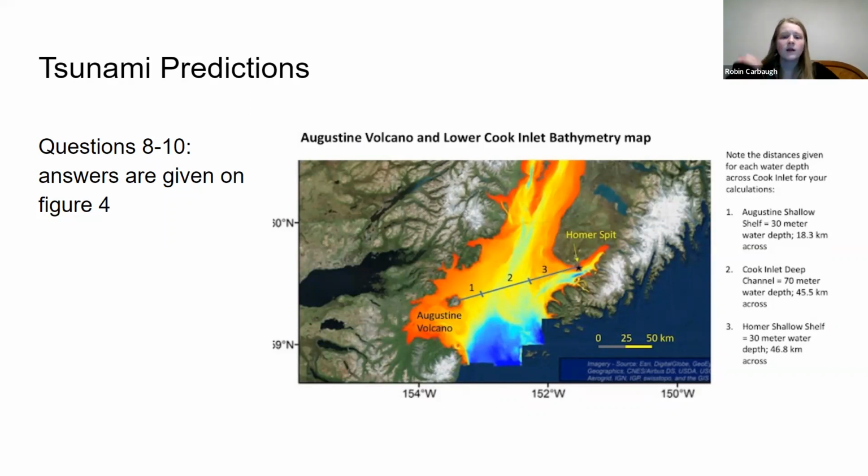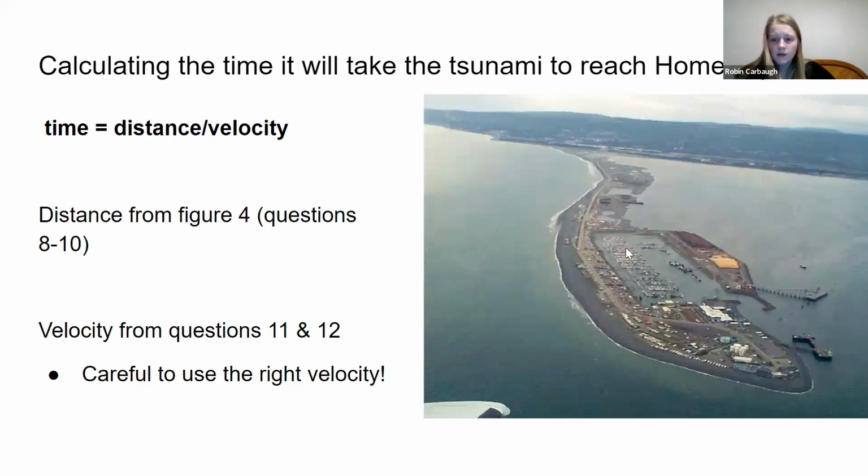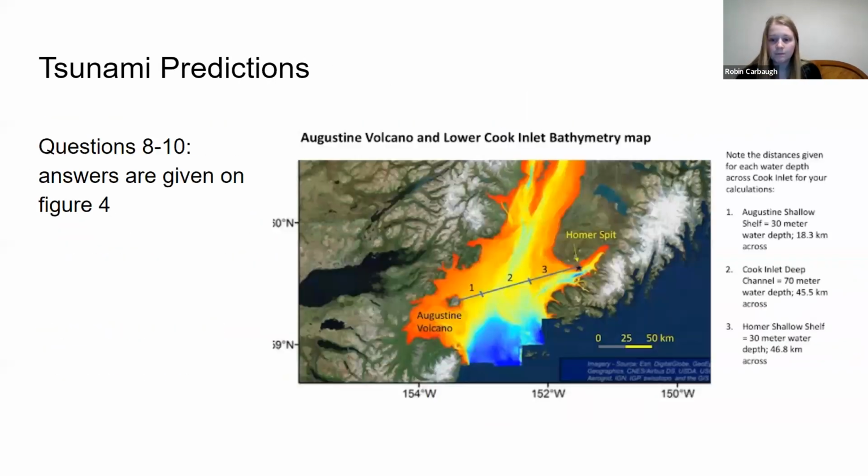So this is the Augustin volcano that we're looking at, and here's the Homer Spit. The Homer Spit looks like this. It's really low to the ground, and it is at a kind of a high risk for tsunamis. So if you imagine a tsunami kind of comes through here, it can do a lot of damage. So because of that, it's really important to have predictions in place so that we know when it's going to occur, so we can give proper warnings and people can evacuate.